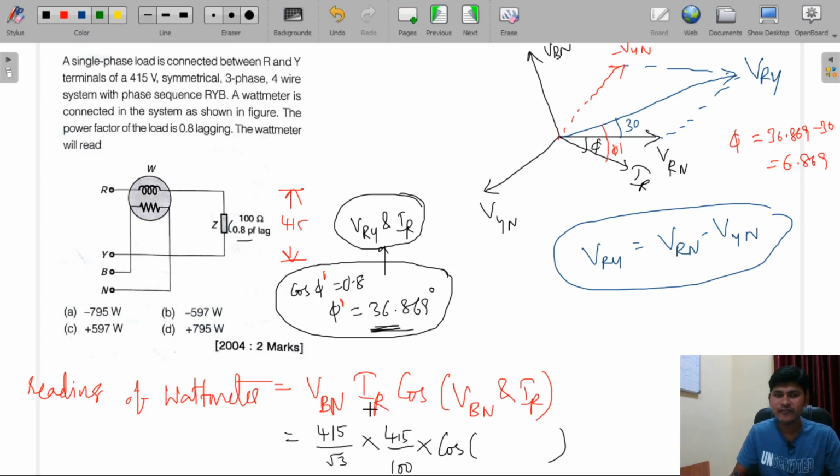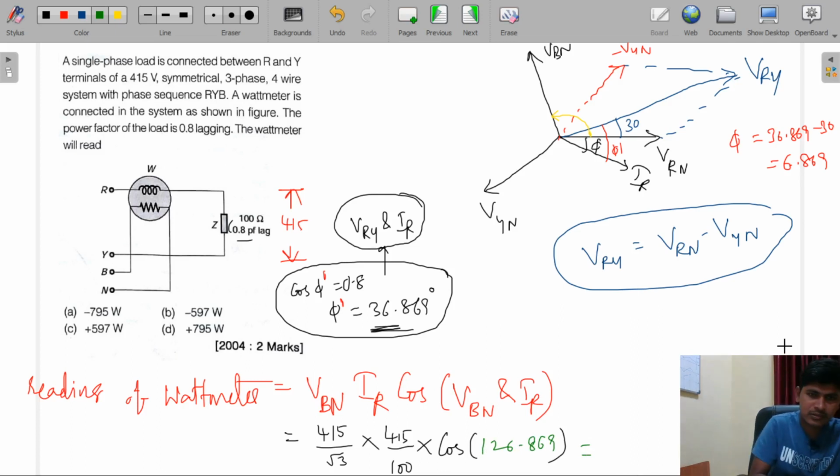What is the phase angle between VBN and IR? This is IR. This is VBN. Anyhow, the angle between VBN and VRN is 120 degrees, because all are equal in magnitude but displaced by an angle of 120 degrees from each other. The angle from here to here is 120 plus this angle 6.869, so this angle will be 126.869.